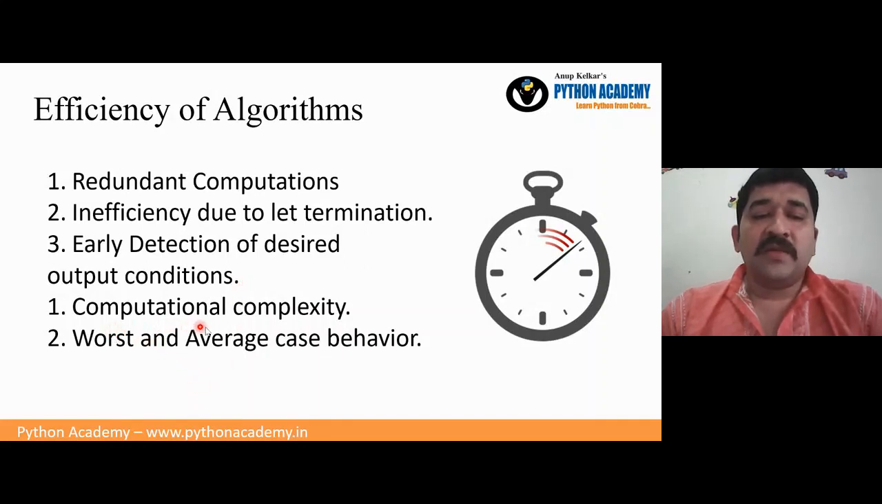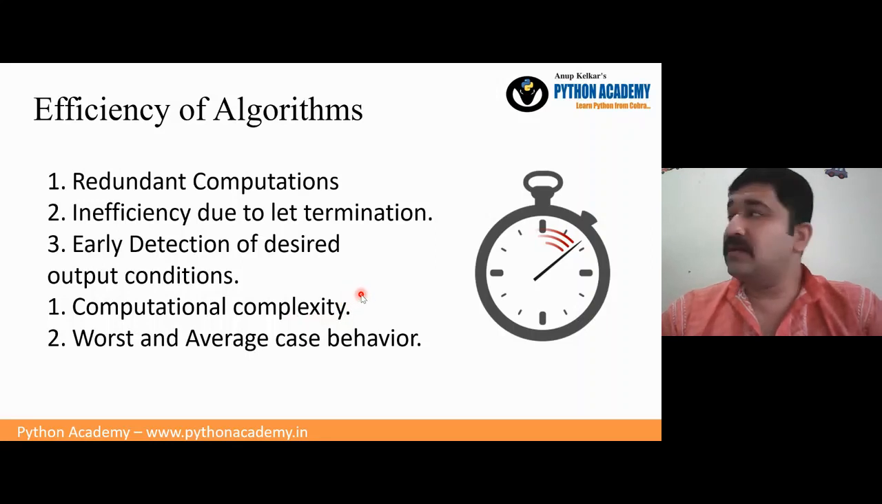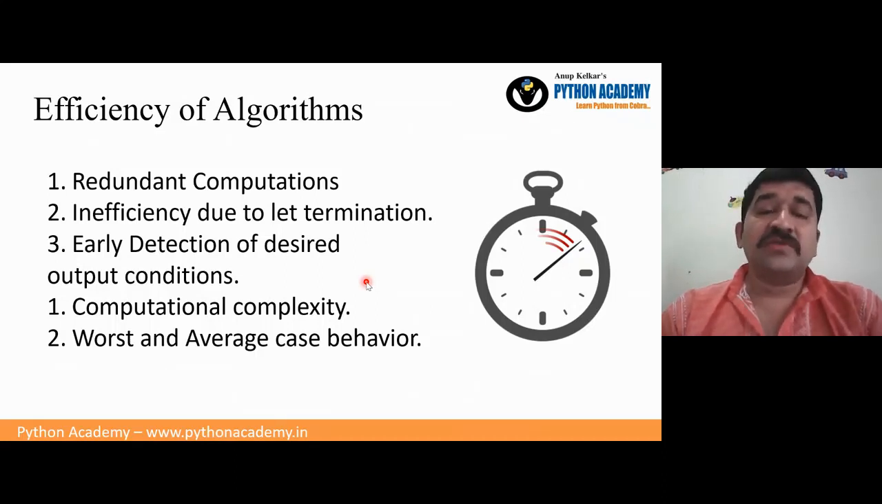The next thing is computational complexity. You should understand the complexity of the computation. That is the complexity which is measured in order of n square, that is, how many times the loop is executing. Is it exponential, is it linear, or something else? So the complexity of the program is also important to understand, along with the worst and average case behavior.